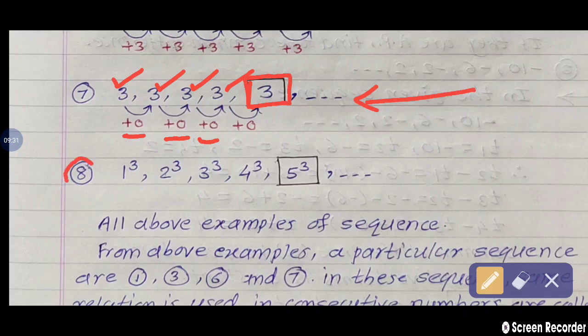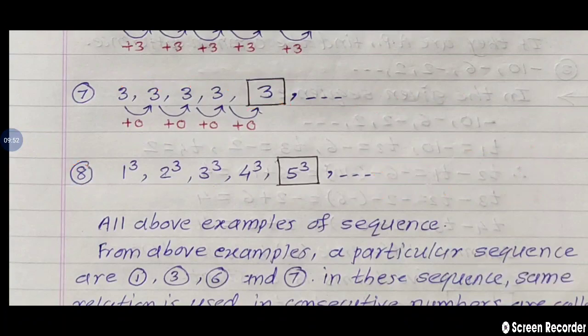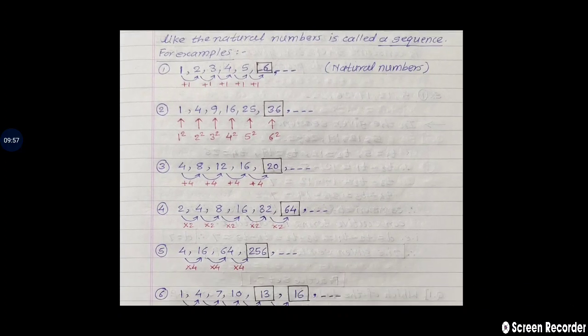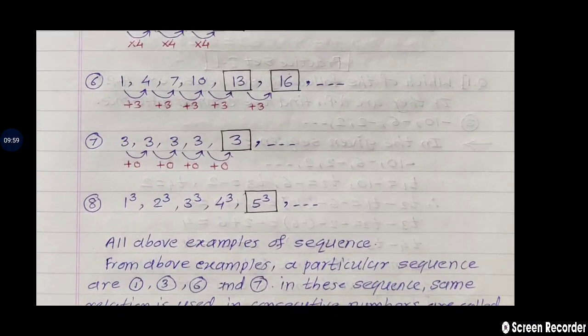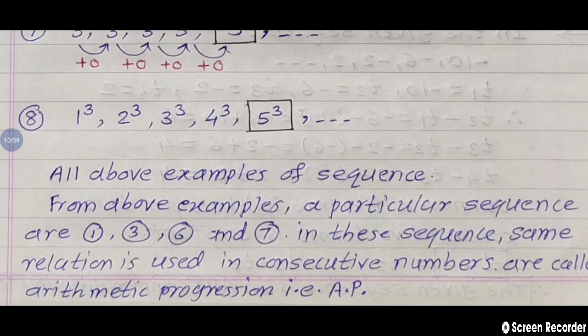And the last example, number 8. Cube of 1, 1 raised to 3. Raised to 3 means nothing but the cube. 1 cube, 2 cube, 3 cube, 4 cube. So what is the next term? 5 cube. What is the next term here? That is the 6 cube. Next one is 7th cube. So all these are examples of sequence. Remember, observe this carefully. In all these 8 examples, all are examples of sequence.